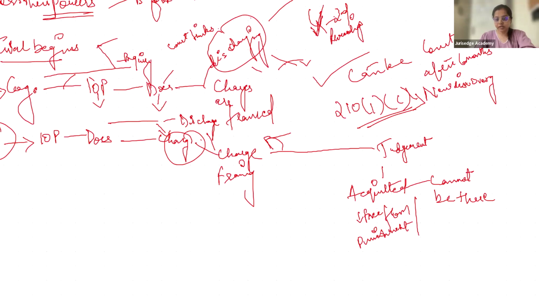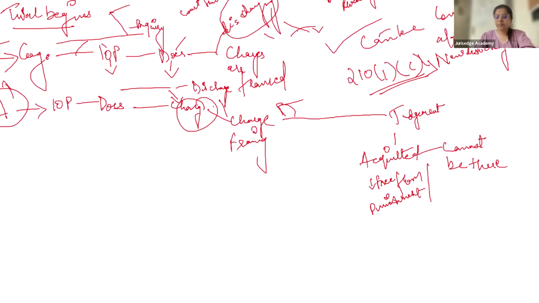And then acquittal, ma'am, can the same party bring it up again? The same party, the other party, X, Y, Z, anyone can bring the new facts and file an FIR again, if it is under the limitation period.